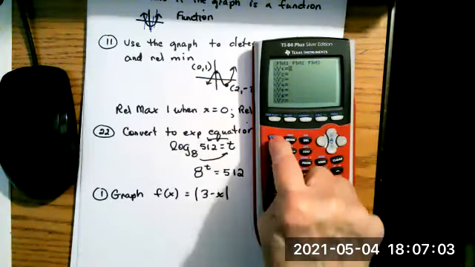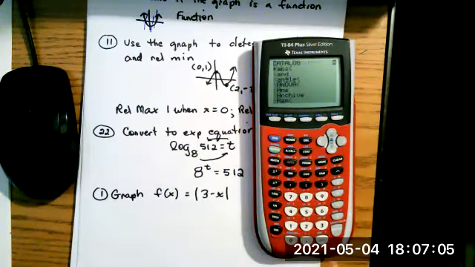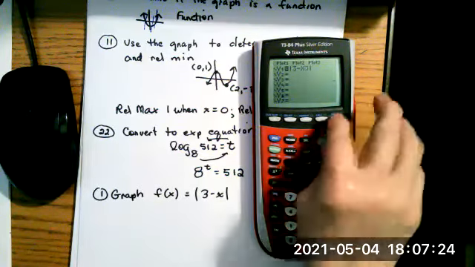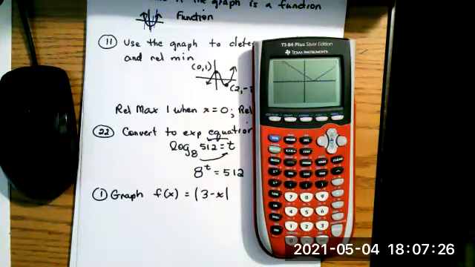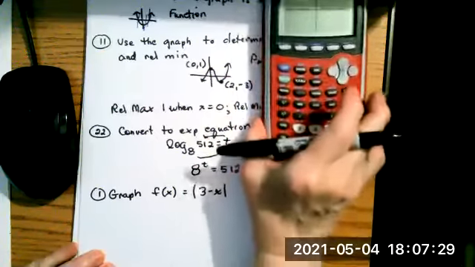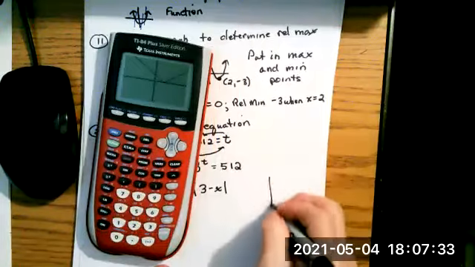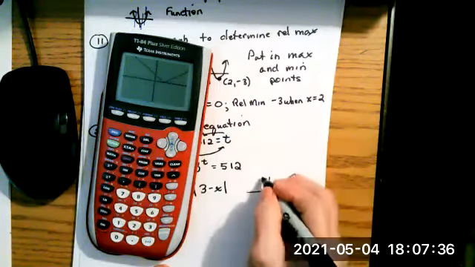If you do second and the 0, you'll see catalog. And the first one says ABS. So you put that in. It actually puts the absolute value bars in your Y1 place there. So then put in your 3 minus your X, and then graph it, and then just find the graph. All of these graphs are very different. So you shouldn't have any trouble finding the correct graph for it. Don't think on it too much. Just find the right picture.